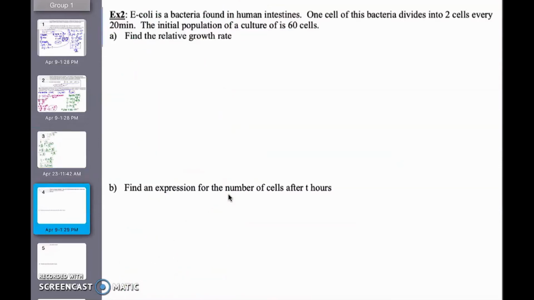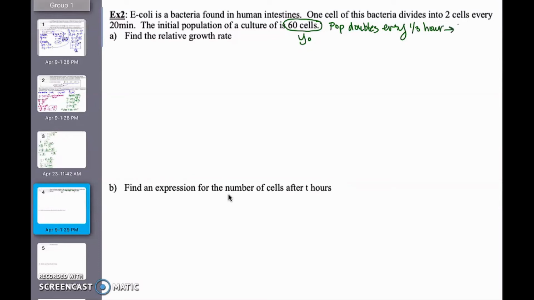E. coli is a bacteria found in human intestines. One cell of this bacteria divides into 2 cells every 20 minutes. The initial population of a culture of cells is 60 cells. Okay, so this right here, this is my initial value, right? But this is a little bit tricky because they tell us that our population doubles every 20 minutes, which we know is every 1/3 of an hour.